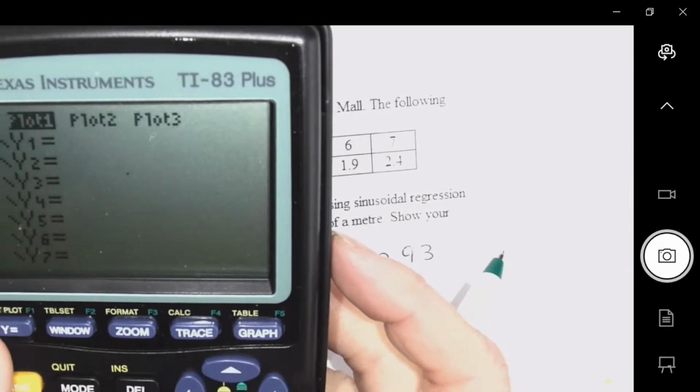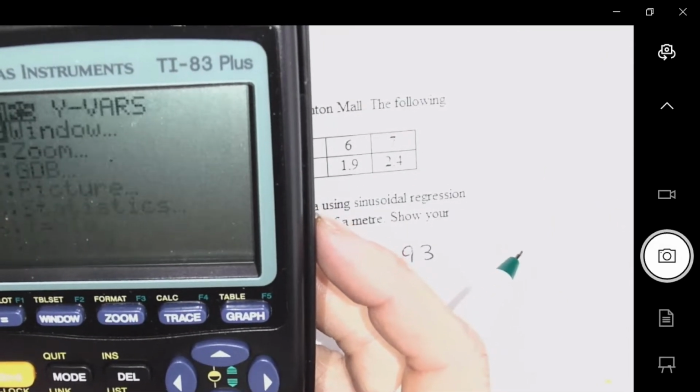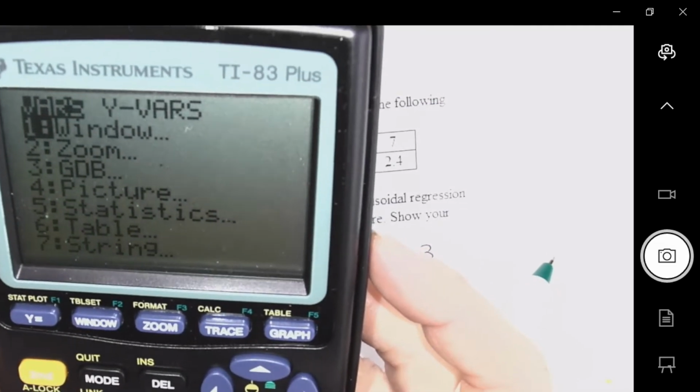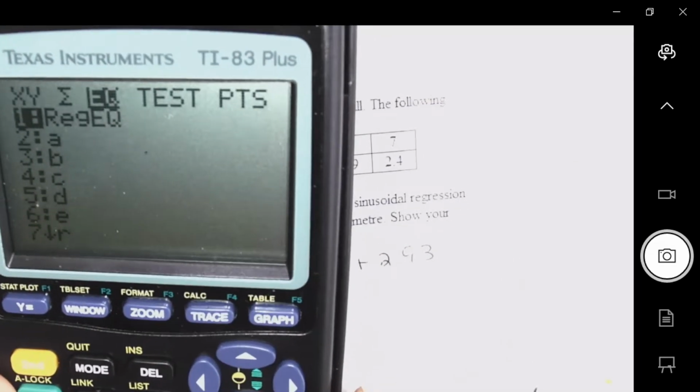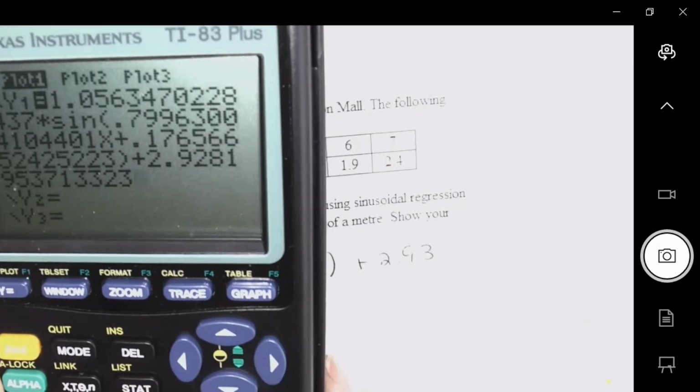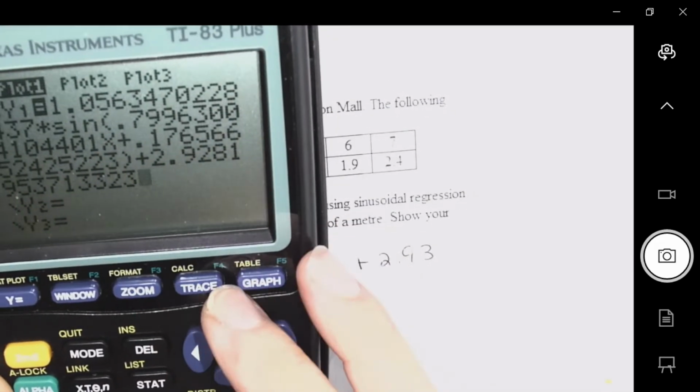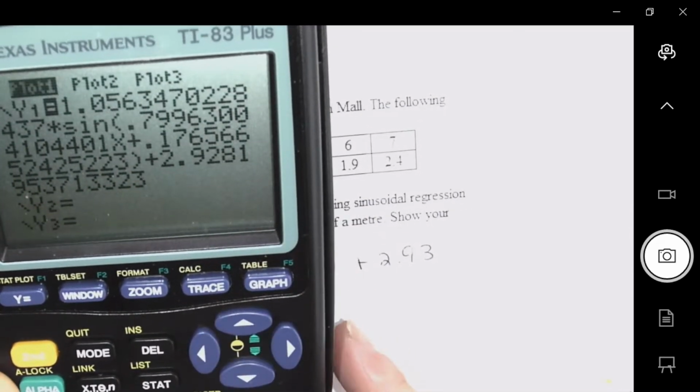Ready? Y equals, I'm going to copy and paste it with the vars, put in my stats equation, and that's how I can copy and paste it. I'll deactivate the plot so the points are gone.